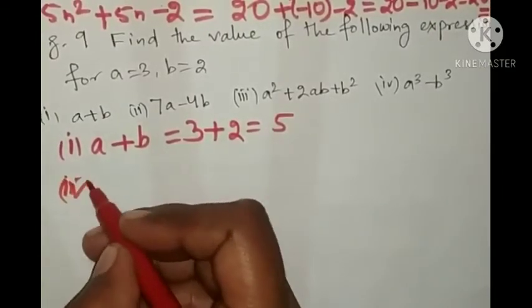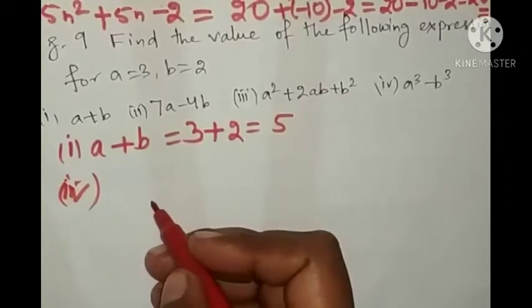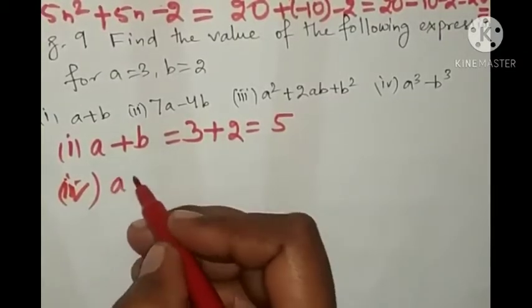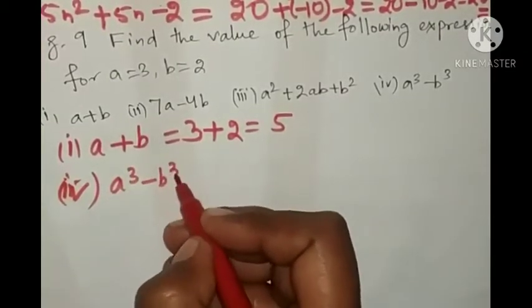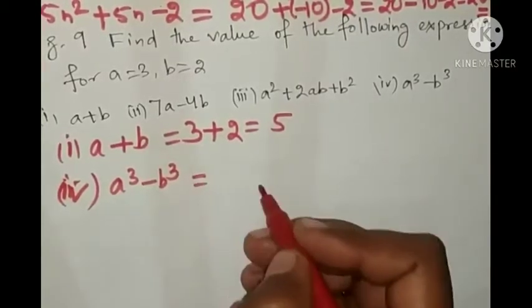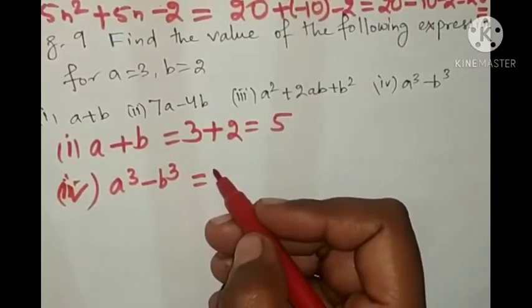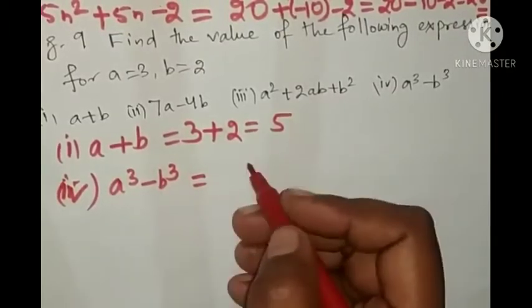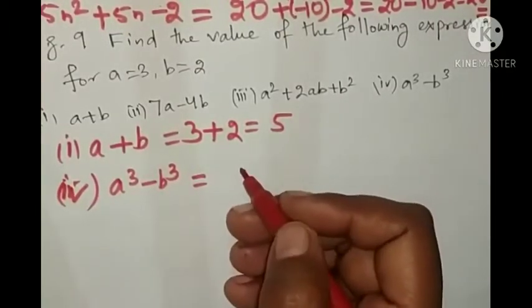I will do now part ii. Okay, so look here, a cube minus b cube. So what will you do? a cube minus b cube: a cube means a into a into a, b cube means b into b into b.